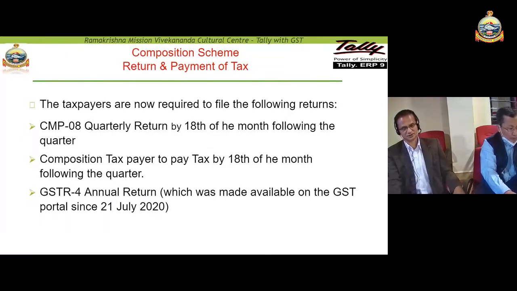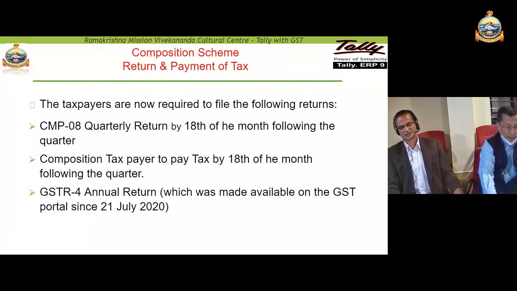issue any taxable invoice. Composition dealers submit a return called GST CMP-08. This is to be submitted quarterly by the 18th of the month following the quarter. Supposing it is the September quarter, July, August, September, for 3 months, they will be paying the tax by 18th of October 2020, plus they have to submit their return also by the 18th of the month.